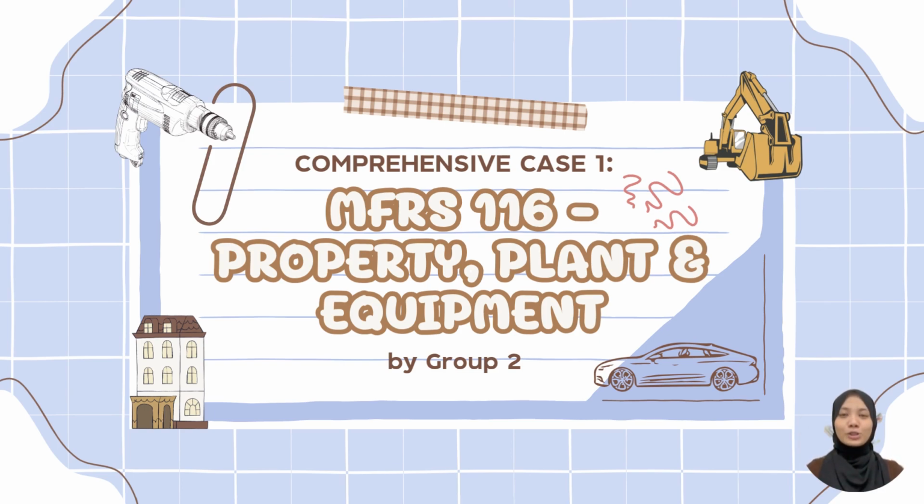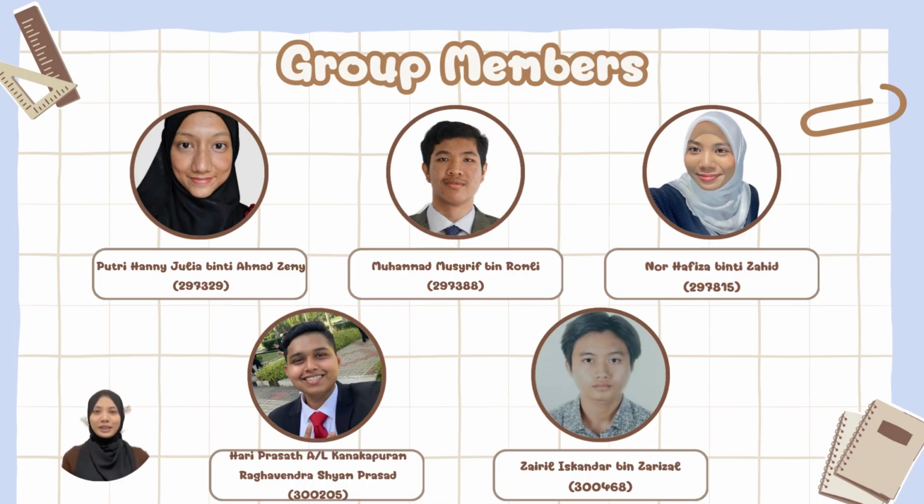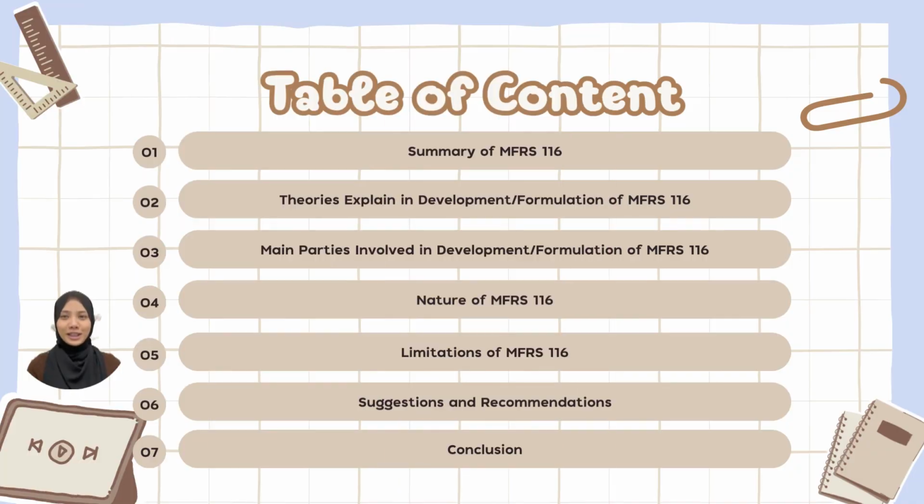My metric number is 297815, and today my group and I will be presenting our group project on MFRS 116, Property, Plant and Equipment. Before we start, here are my team members. We work together to analyze the standard and understand how it is applied in real financial reporting. For this presentation, we will go through each section.